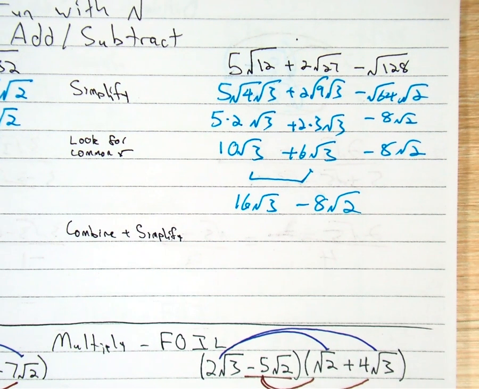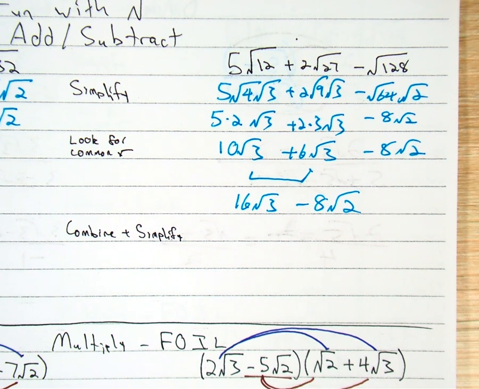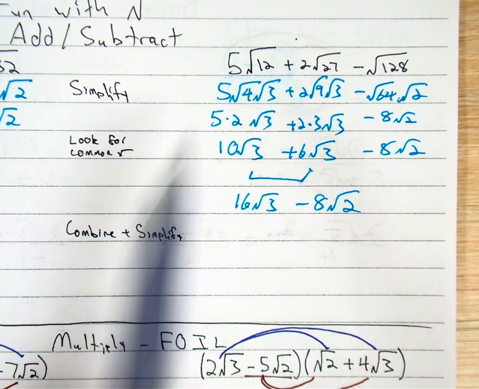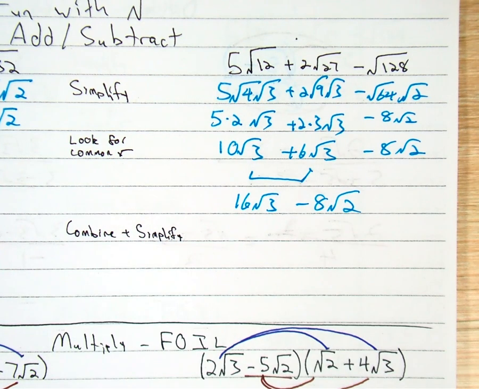So the key for those is to break them down, simplify, and look for common radicals to combine. This is a test type question. There'll be one similar to that on your test.